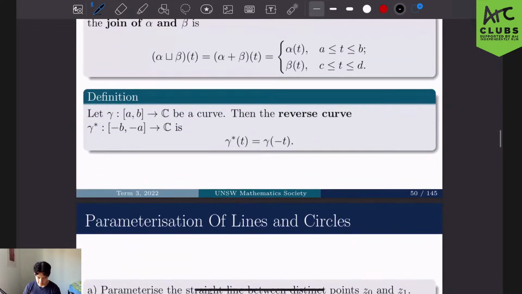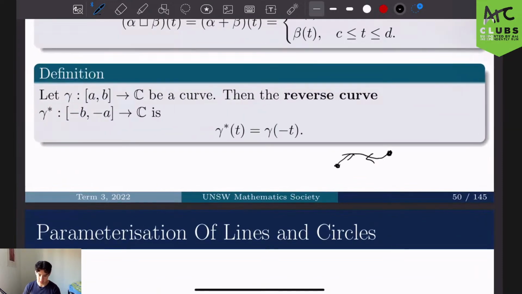Alright, and we also have the reverse curve, because when you parameterize it, you'll be traveling in one direction as you increase in t. So then we have the reverse curve, which is, as the name suggests, just the other direction. So it's just defined by this.